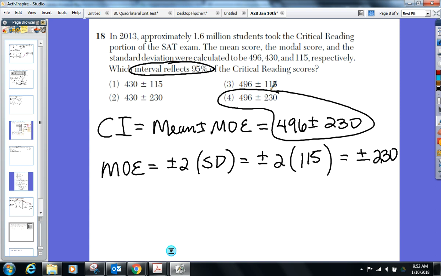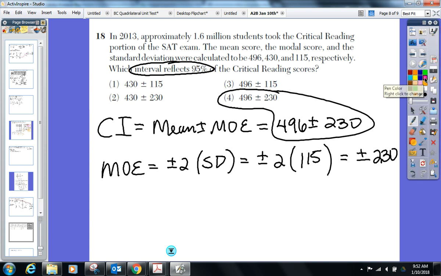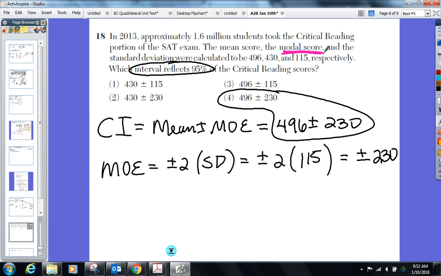That was just knowing the formulas, right? You all right, Hannah? I'm good on that one? You sure? Clear it up? Perfect. Oh, and I know some people asked this yesterday. I don't know if it was here or sixth period, but modal score, that's the mode. That's just a fancy way of saying 430 occurred the most. That was it. And of course, they had to throw that in there just to see if you would have taken the bait or not.